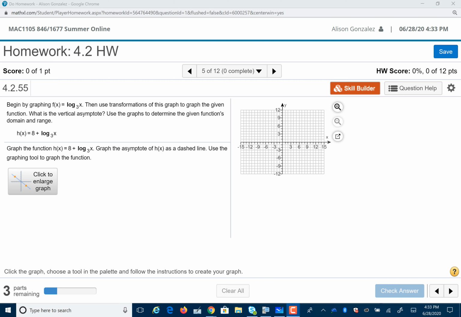So this first problem asks us to begin by graphing log base 3 of x, and then use transformations to graph the given function. We need to also identify the vertical asymptote and determine the function's domain and range. So let's take a look at this function. It's 8 plus log base 3 of x.